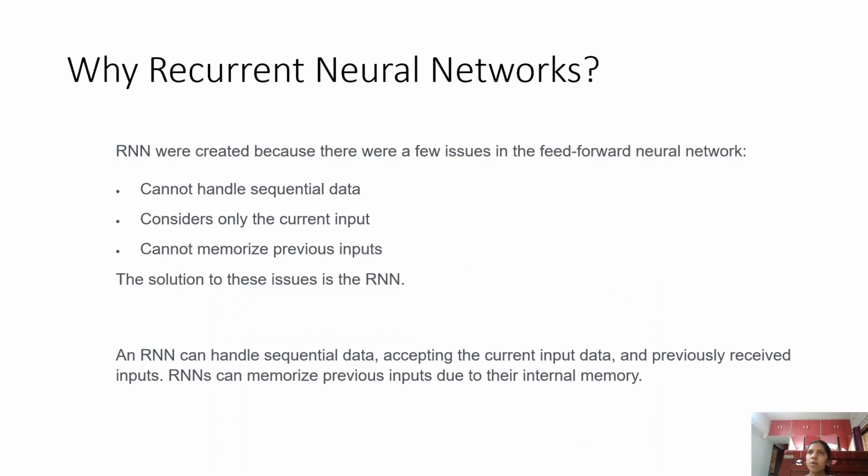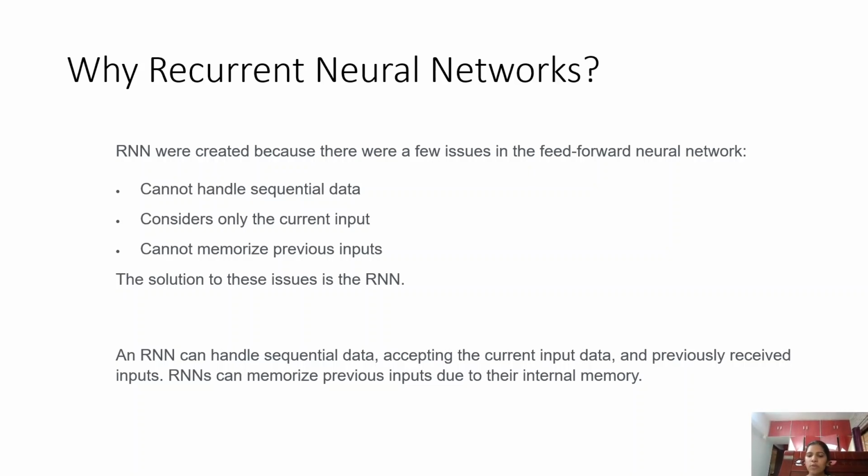So with this we have already learned why we need recurrent neural networks, because there are a few issues with the normal feed forward artificial neural network. It cannot handle sequential data; it can have only a fixed size of input and output. It considers only the current input, right? There is no memory forwarded, that means it cannot memorize the previous inputs.